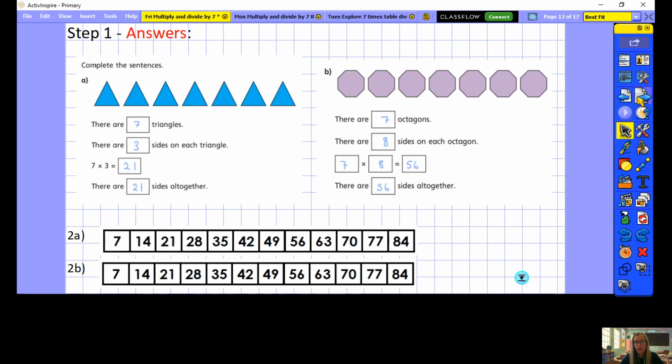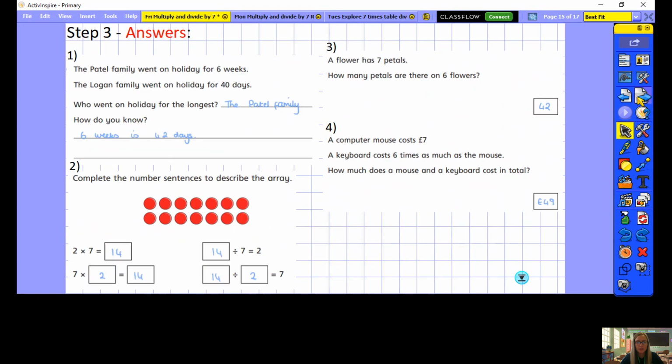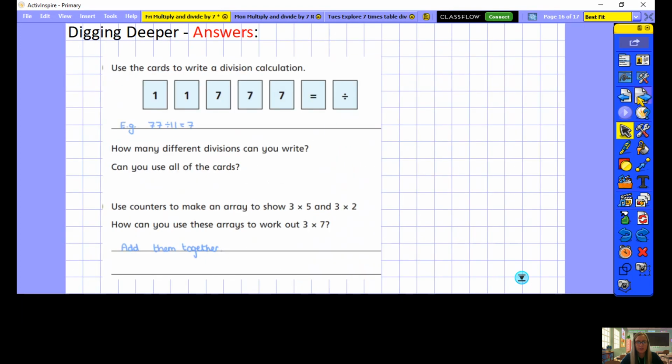And here are your answers today. Step 1 answers. Step 2 answers. Step 3 answers. And the digging deeper answers.